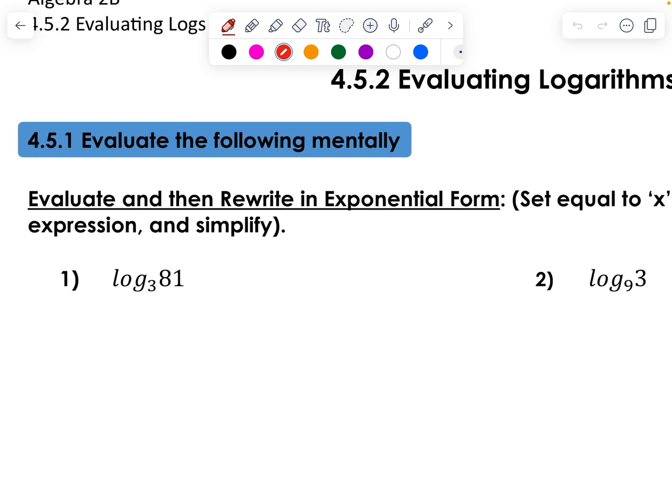The first category is evaluating mentally, and this is important because if you understand what a log is, some of them are pretty easy to do mentally. But then I'll show you how we can use a calculator to help us solve it, as long as we understand when you type in a log, you know what you're solving for. In order to do this mentally, we are first going to rewrite it in exponential form.